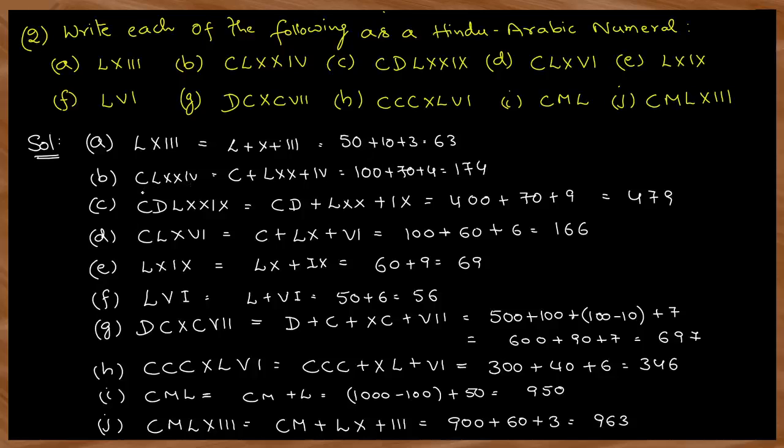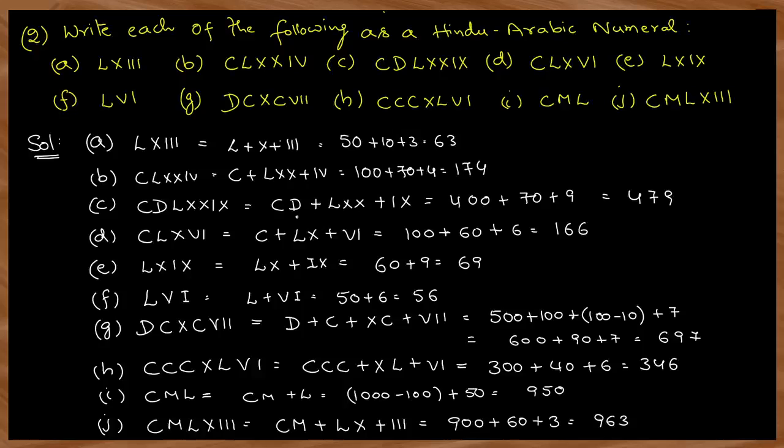Here CLXXIV. C means 100, you know that. LXX means 70. IV means 5 minus 1, which is 4. So 174. So CDLXXIX. If you want to convert Roman numbers given in this form, you have to remember first: a smaller number before the bigger number means you have to subtract the smaller number from the bigger number. That rule you have to remember. A smaller number after the bigger number, you have to add them. Like this you can split this as CD plus LXX plus IX, by using that rule.